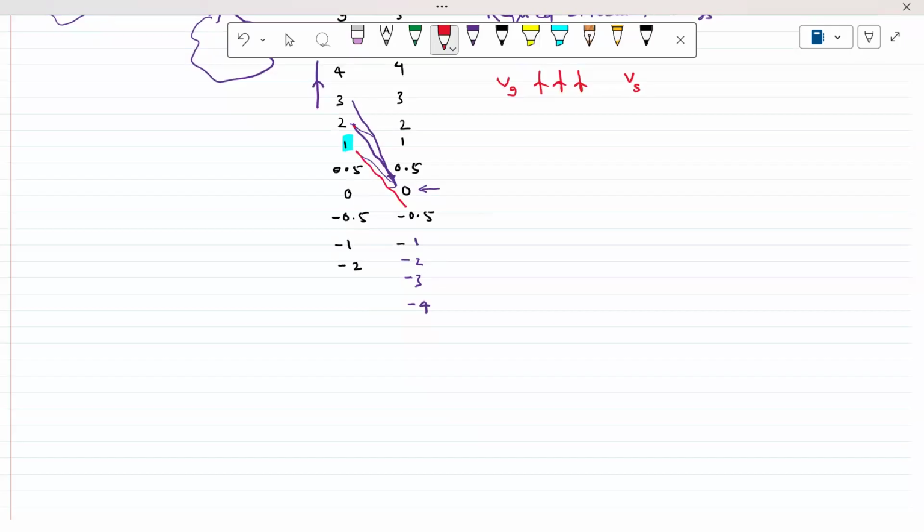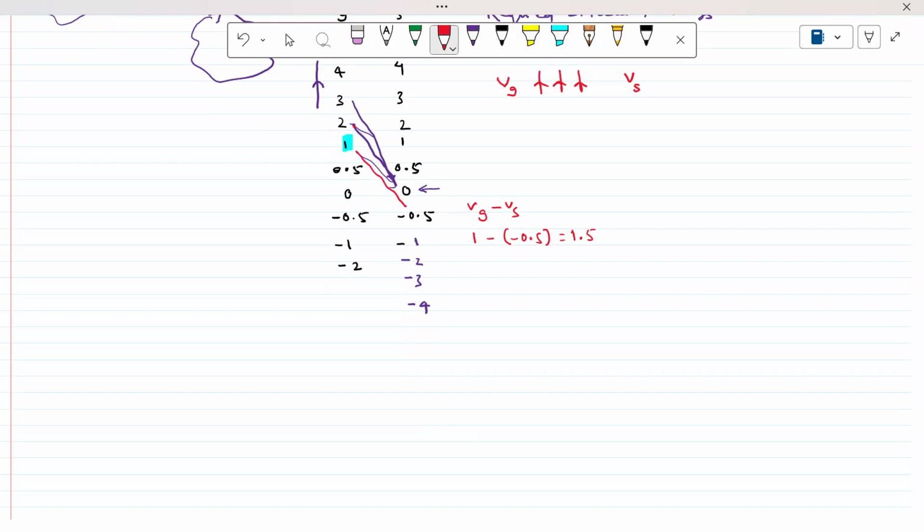What is the difference here now? VG minus VS. What is the value? VG is 1 volt minus, what is the VS? Minus 0.5. What is the value? 1 volt plus 0.5, it becomes 1.5 volts. It's more than the threshold voltage, right?